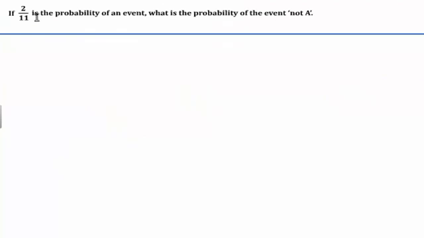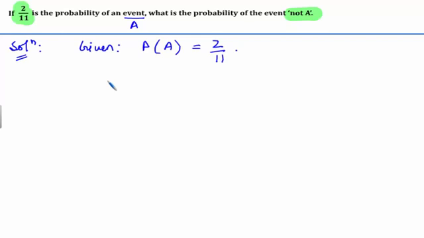This question says, if 2 upon 11 is the probability of an event, what is the probability of the event not A? Let us begin with the solution, and here we are given that the probability of an event is 2 upon 11. Here we are not given that the event is A, so let it be A. So we are given that the probability of the event A is 2 upon 11. We have to find the probability of the event not A.